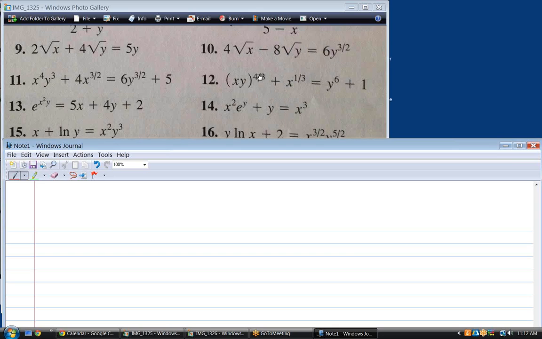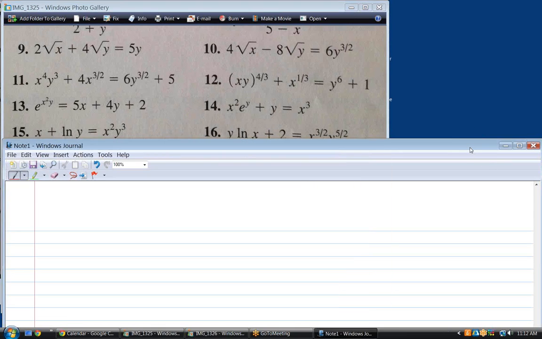The way to do 12 is to apply this to each of these variables. So make that x to the 4/3 times y to the 4/3 and then begin. Still using the product rule, but distribute that exponent first to both variables. All right, 13. It looks scary, but it isn't. Okay. It's just the chain rule.